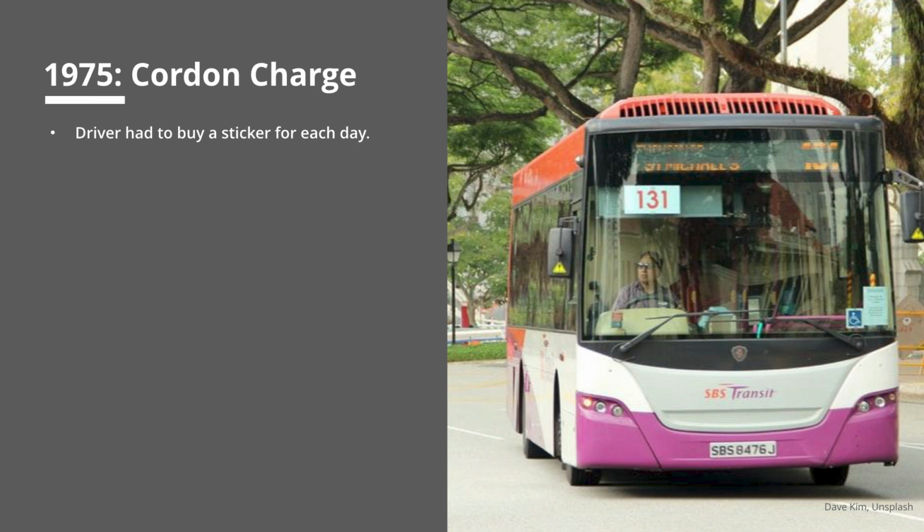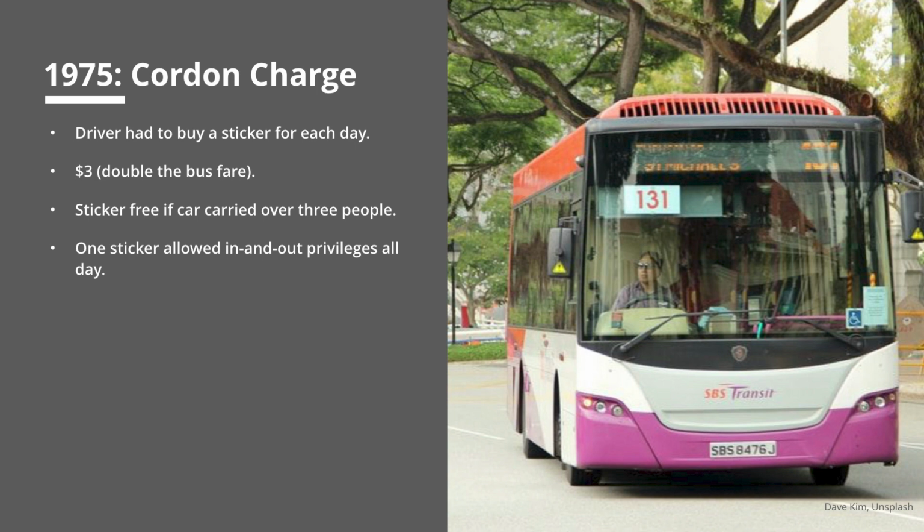This was the 70s, there wasn't a lot of technology, a very simple program that basically said drivers coming into the central business district of Singapore had to stop and buy a sticker. The price of the sticker was $3, and the logic behind that was nothing other than this was twice the bus fare. And if the car carried over 3 people, the sticker was free. So you got a discount for being a carpooler. One sticker allowed in and out privileges all day.